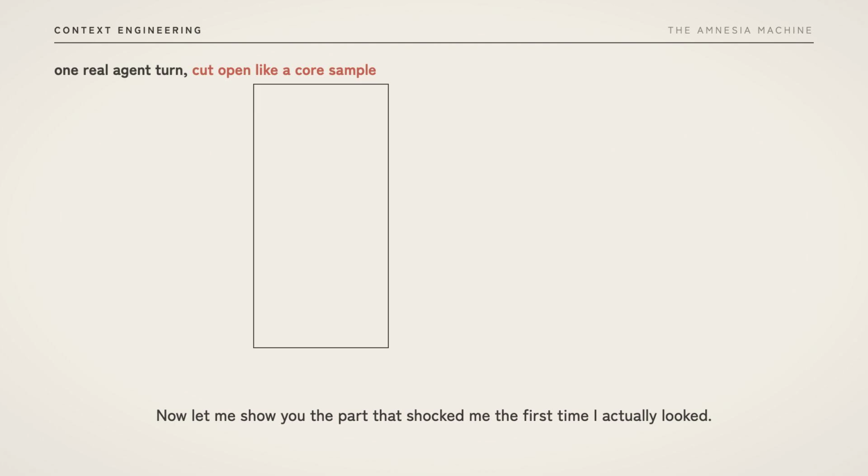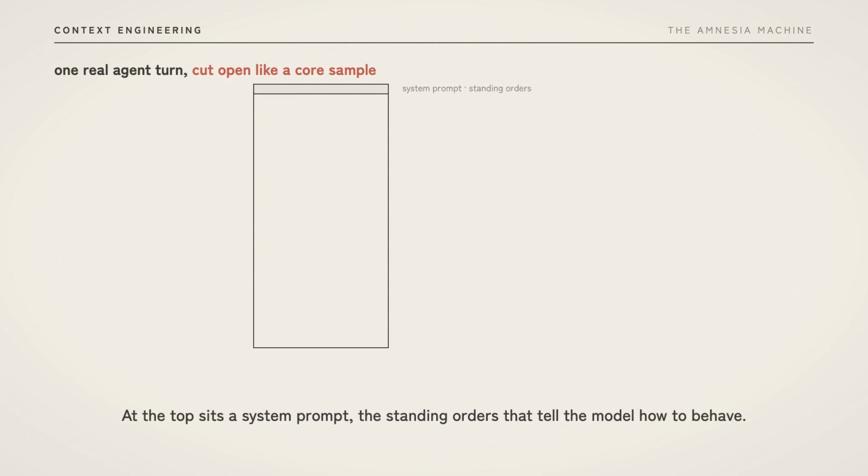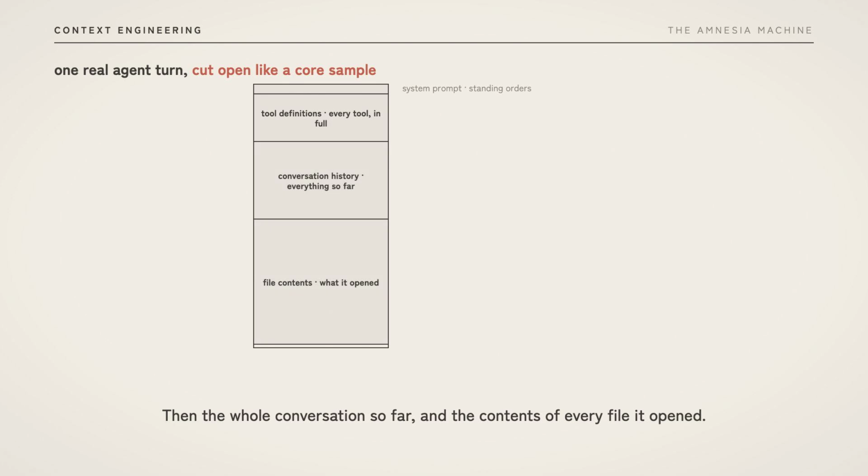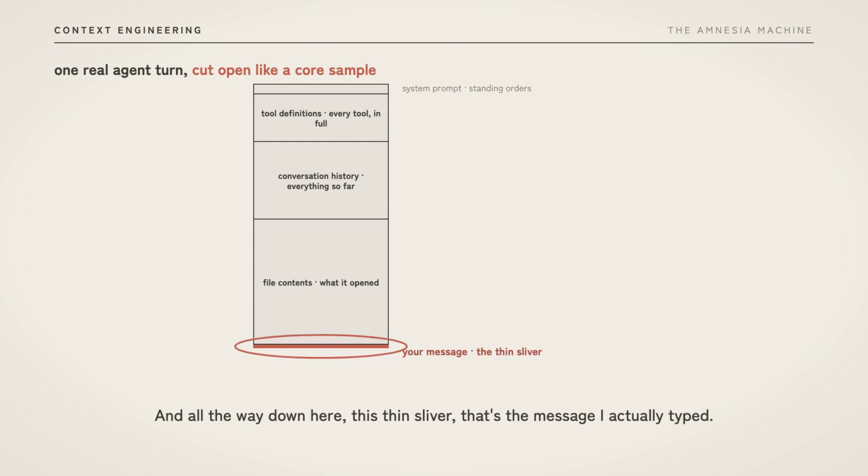Now let me show you the part that shocked me the first time I actually looked. This is a real turn from a coding agent, cut open like a core sample. At the top sits a system prompt, the standing orders that tell the model how to behave. Then every tool it can use, each one described in full every single turn. Then the whole conversation so far, and the contents of every file it opened. And all the way down here, this thin sliver, that's the message I actually typed.